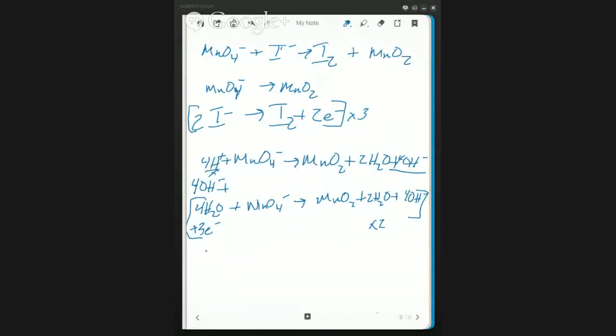Okay. I'm going to go ahead and continue on to the next page. Okay. Now, with each part of this already multiplied, I'm going to end up with, here we go, 6 e minus plus 4 H2O.